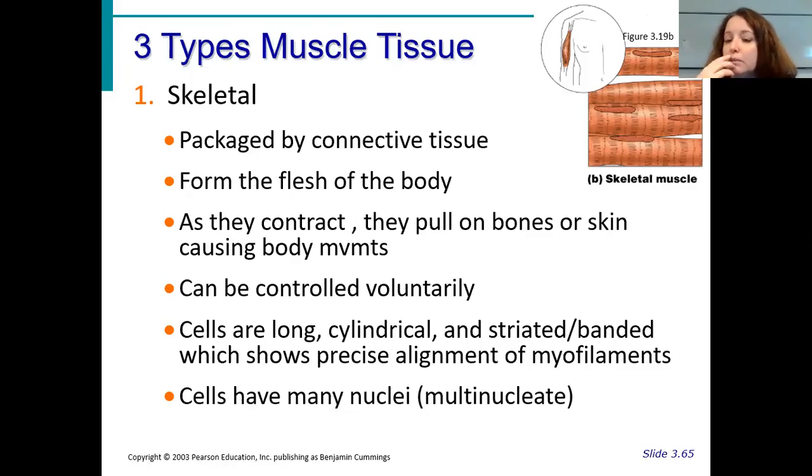Trying to think of other involuntary movements. I can't really right now. Blinking's one of the main ones.